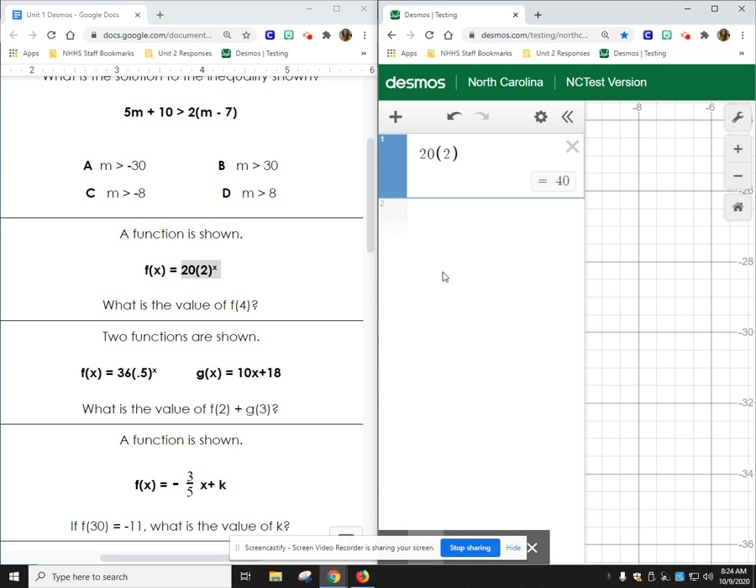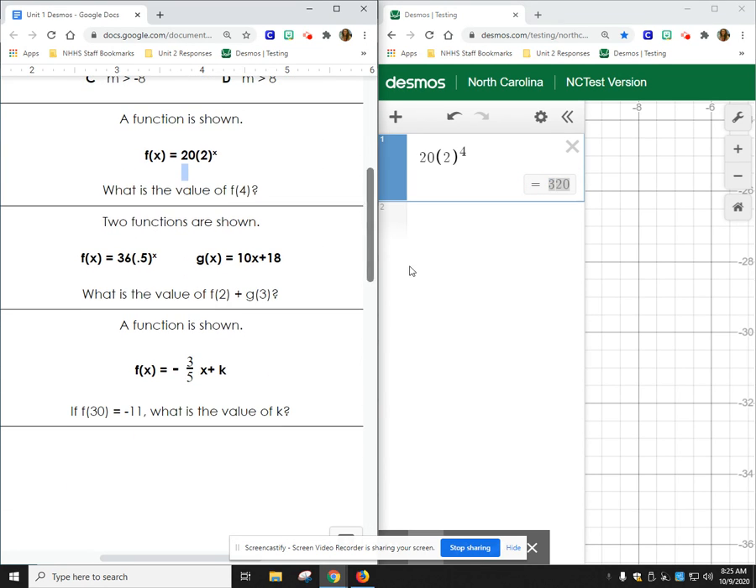So the exponent, you're going to hit Shift and 6, and it's going to move your cursor up to the top for an exponent. So again, that is Shift and 6. It's going to have that little up arrow. And then where there's an x, we're going to replace it with 4. So up here, our exponent is going to be 4. The value for that is 320. And that's all you do.